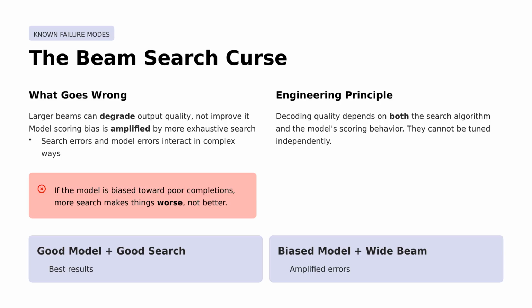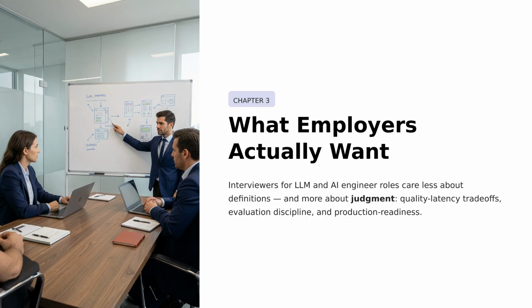One important failure mode is the beam search curse. Intuitively, you might expect a larger beam to always help, but in practice, it can actually hurt output quality. A wider search amplifies whatever scoring bias the model already has, so bad completions can rise to the top more reliably. The key engineering lesson is that search and model behavior are coupled. Good models with good search work well, but biased models with wide beams can make errors worse.